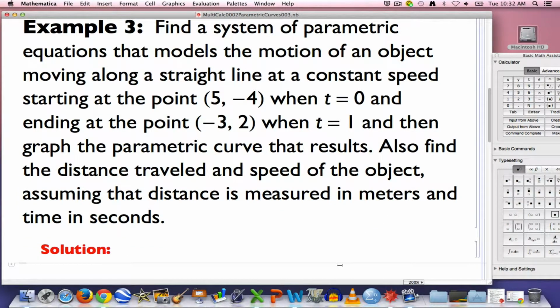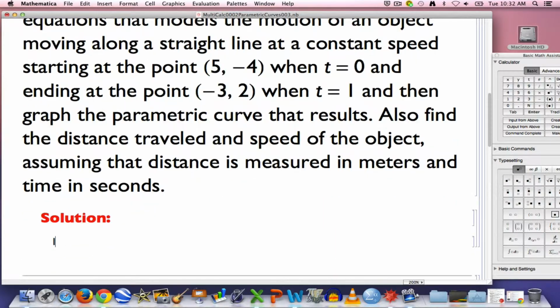Alright, so think about this for a minute. What kind of functions should we use to create our parametric equations to model straight line motion at a constant speed? Think about that. I hope you would guess that the functions you want to use should be linear functions. It's along a straight line, that's one hint, and it's at a constant speed, that's another hint.